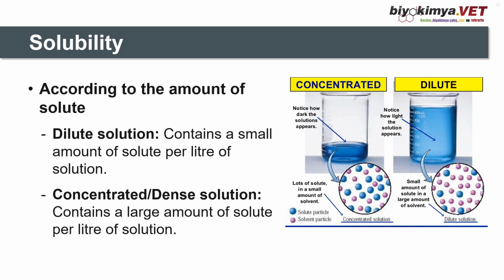As you see, in a concentrated solution, the blue particles are the solute particles and the lavender ones are the solvent particles. Lots of solute in a small amount of solvent will give a concentrated solution. And here, a small amount of solute in a large amount of solvent will give us a dilute solution.